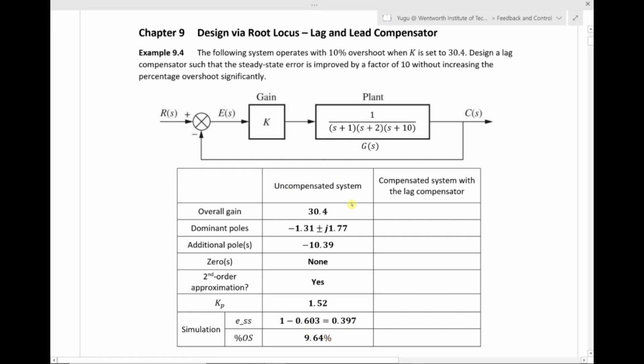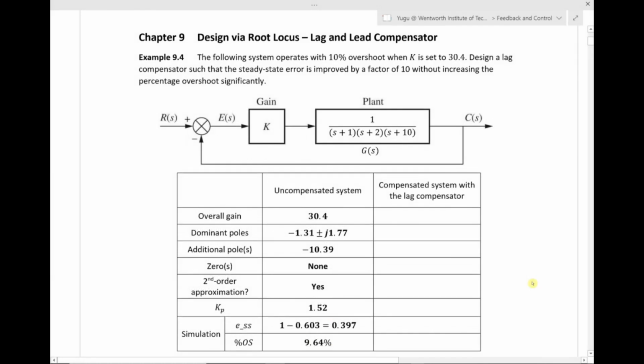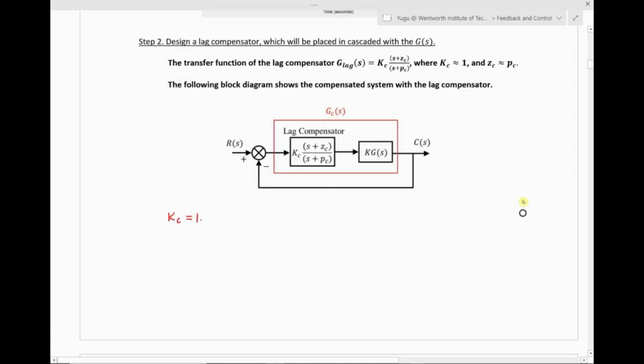Here we have some of the results of the existing, or uncompensated, system. We have Kp already evaluated to be equal to 1.52, so this is a type 0 system. We have already done the simulation on the time response, which reveals a steady-state error of 0.397, and a percentage overshoot of 9.64%, which is almost equal to 10%. What we wish to achieve with a lag compensator is to reduce the steady-state error to 0.0397 while keeping the percentage overshoot still under 10%.